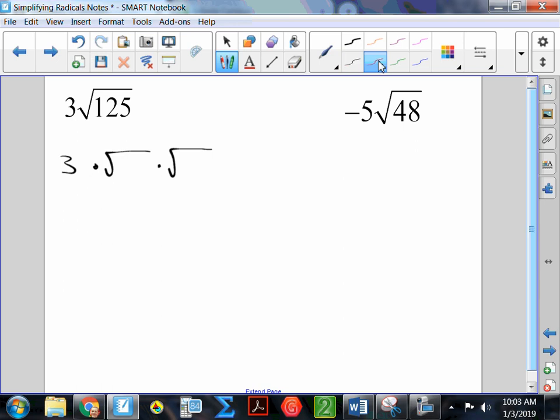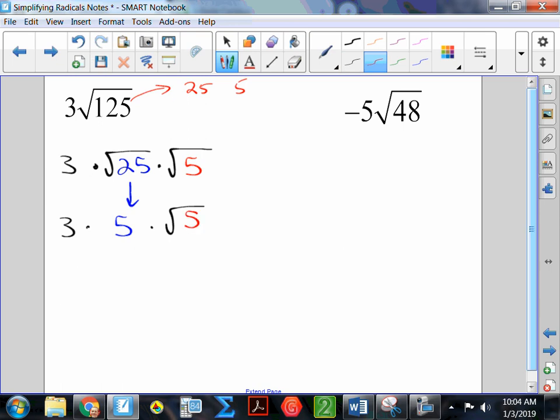125 can be broken down into 25 and 5. I'm not sure what else you would use, so I'll stick with 25 and 5. I still go through the step of simplifying my perfect square. 25 is a perfect square. So I'm going to have 3 times 5 times the square root of 5. So the only thing I did there was simplify the perfect square.